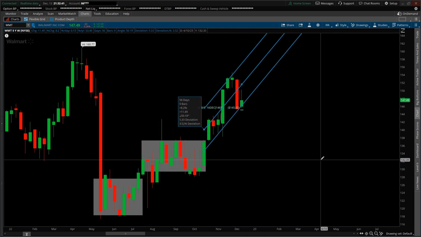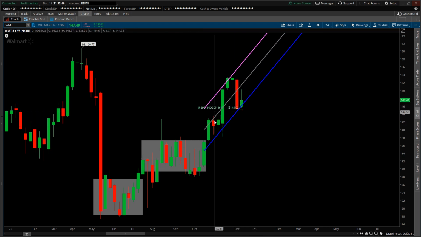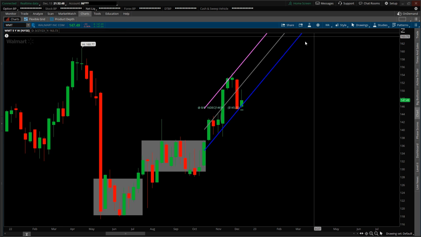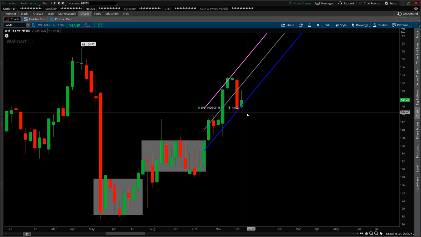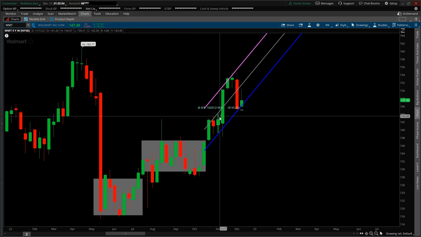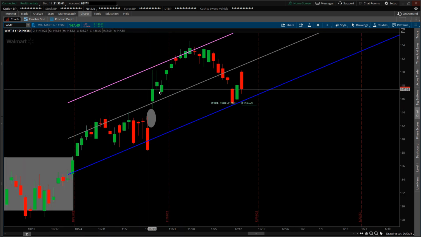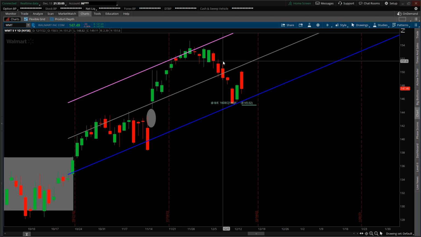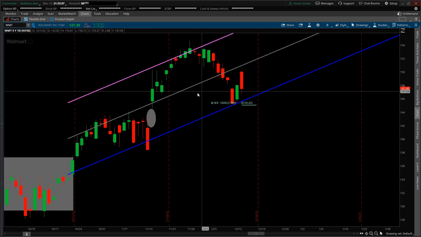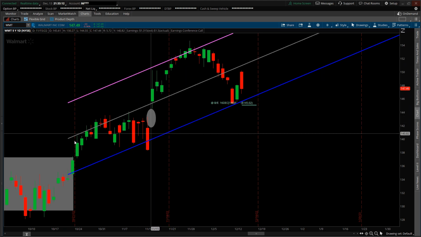So this to me is the current market structure for Walmart, where the purple band represents resistance, the blue band represents support, the gray band represents both support and resistance. So if I switch back to the daily time frame, we could see that playing out. It's a textbook definition of a channel respecting its support and resistance levels.